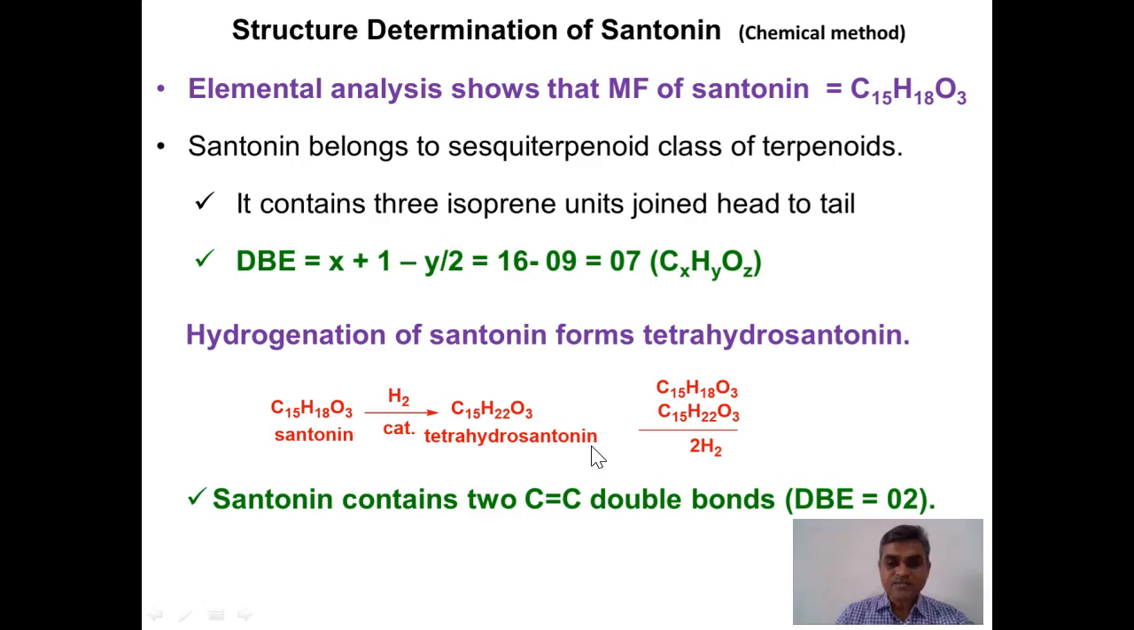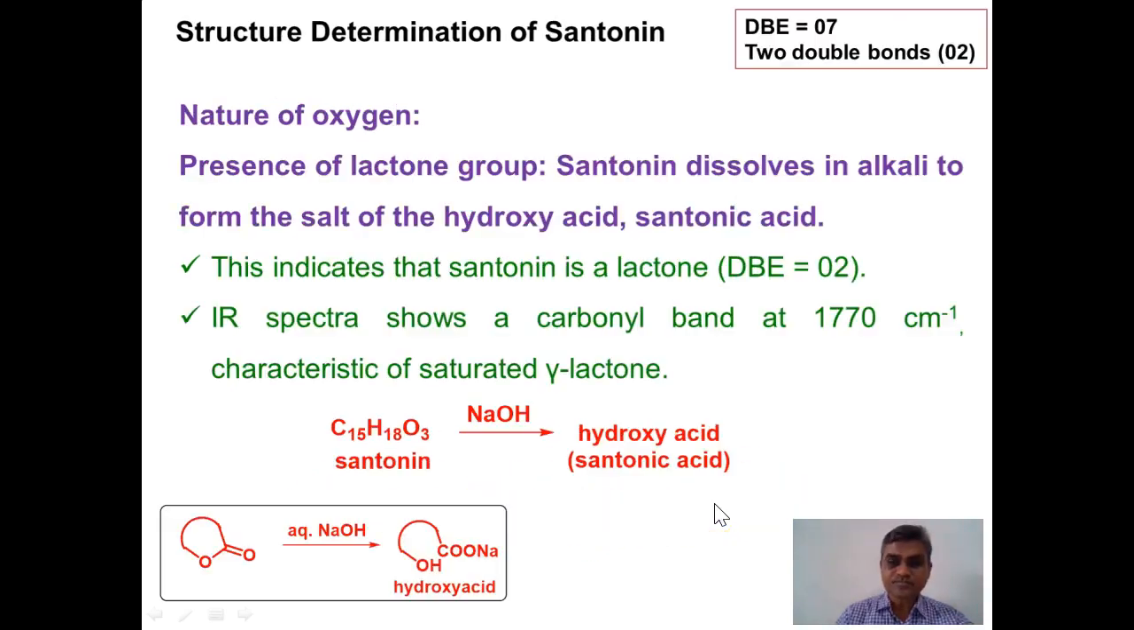If you subtract the molecular formula of Santonin from that of its hydrogenation product, it is observed that Santonin has consumed 2 molecules of hydrogen. Consumption of 2 molecules of hydrogen clearly indicates that there are 2 double bonds in Santonin. So out of 7 unsaturations, we have accounted for 2 degrees of unsaturation due to the presence of 2 double bonds.